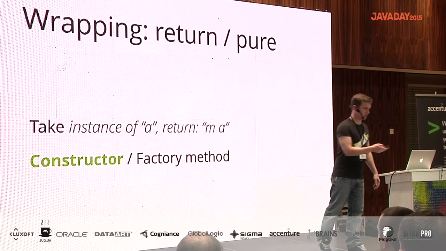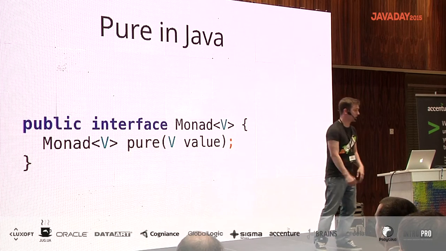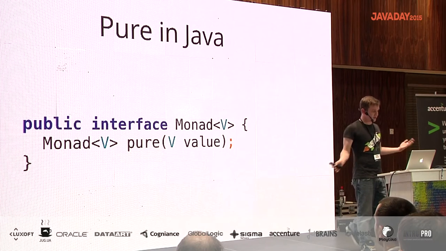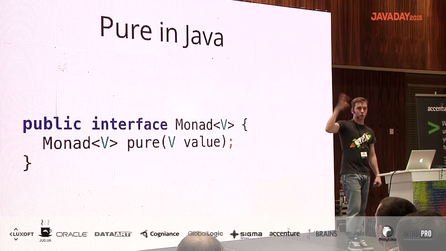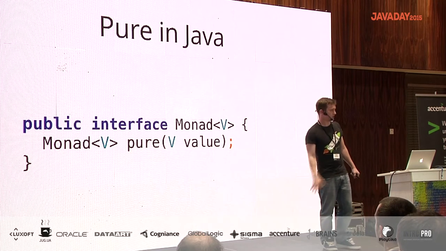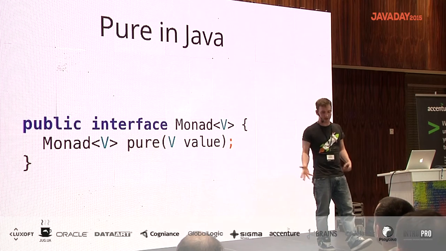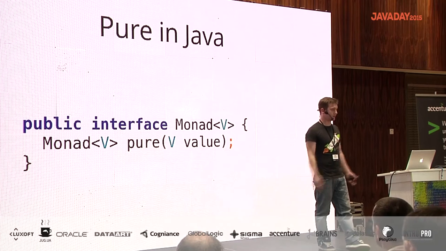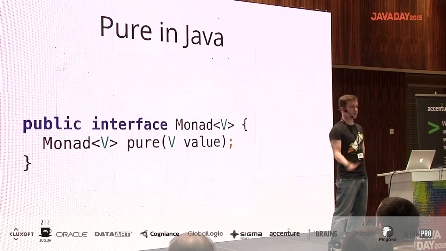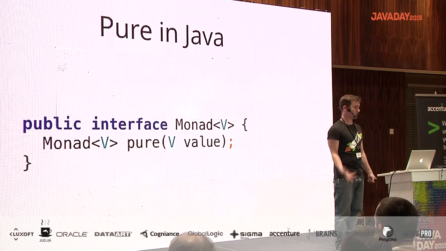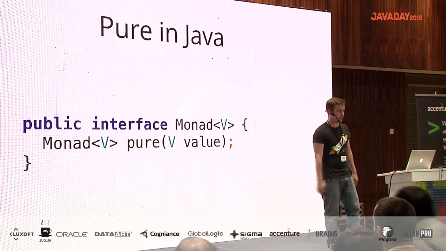And if we translate this, take an instance of A, return the instance of a monad over A, into Java code, we will see this. We'll talk about interfaces, because we actually don't yet know what will be inside the code. So it's just pure abstraction here. We have an interface Monad over some values, and the method pure will take a value of that type and return the monad over that value. As simple as that. And this is the direct translation of that English sentence.